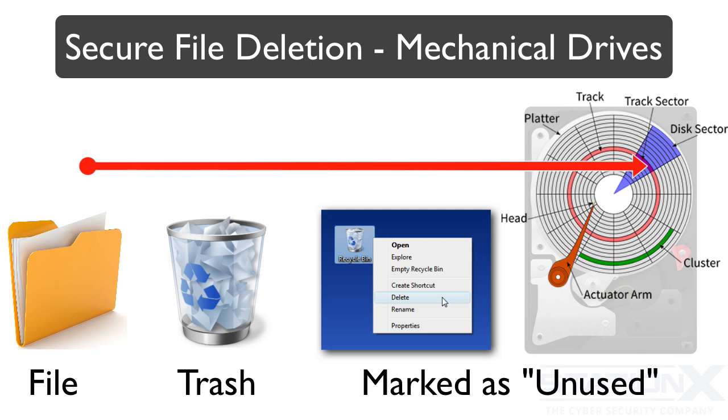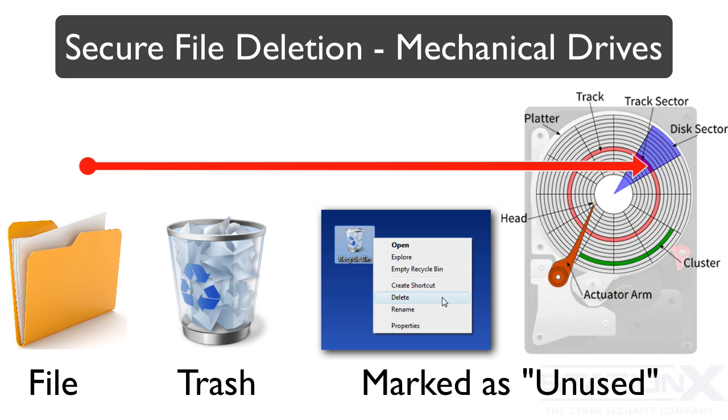The file will remain recoverable on the hard drive until sometime in the future when the operating system overwrites that sector marked as unused. And that could be within seconds, or it could literally be within years. So that data can remain on your drive, just marked as unused. And again, we're referring to mechanical drives here at the moment.